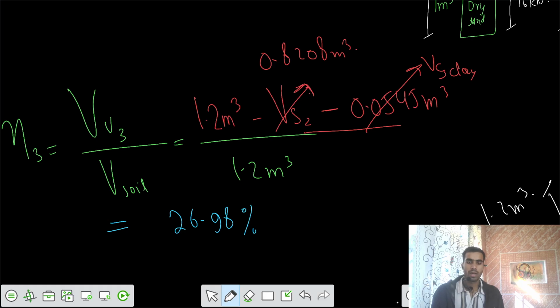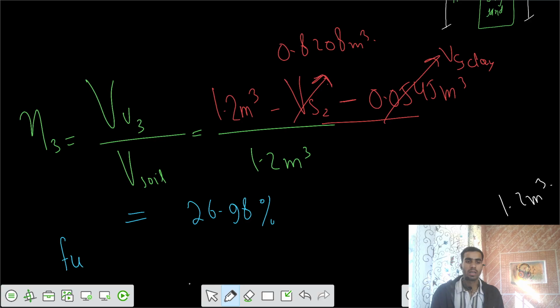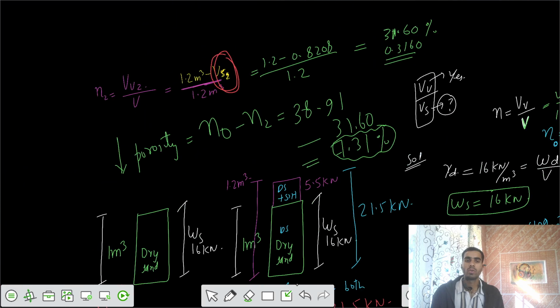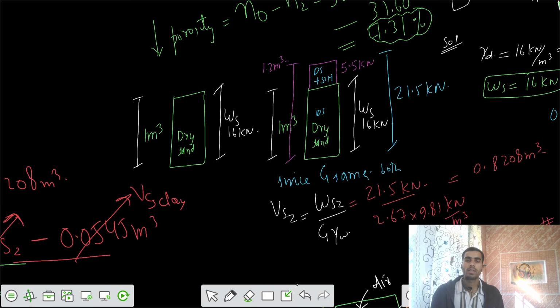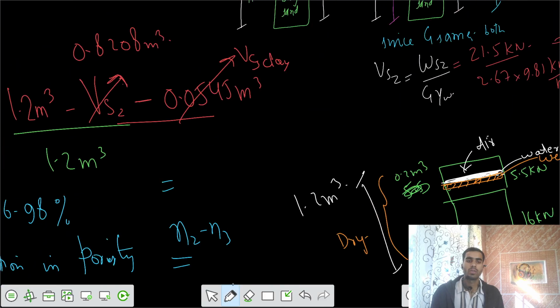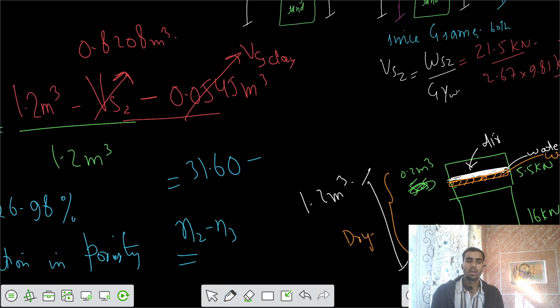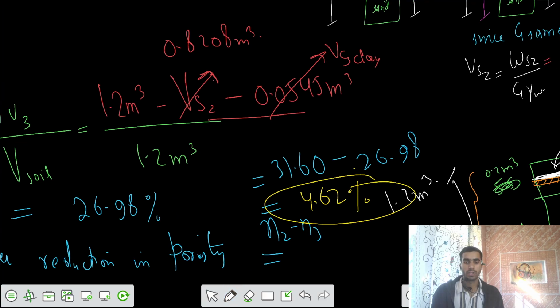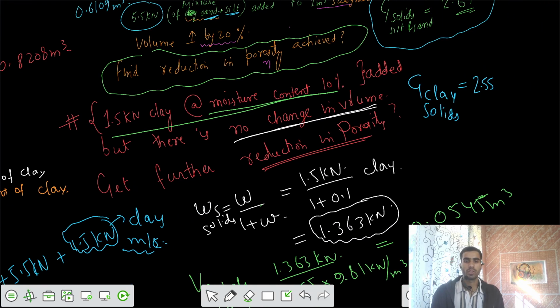Finally, the third porosity, the final porosity N3, is 26.98%. So the further reduction in porosity is the difference of N2 and N3. N2 is 31.60%, so 31.60 minus 26.98. How much further reduction in porosity is that? It is 4.62%. So this is the final solution.